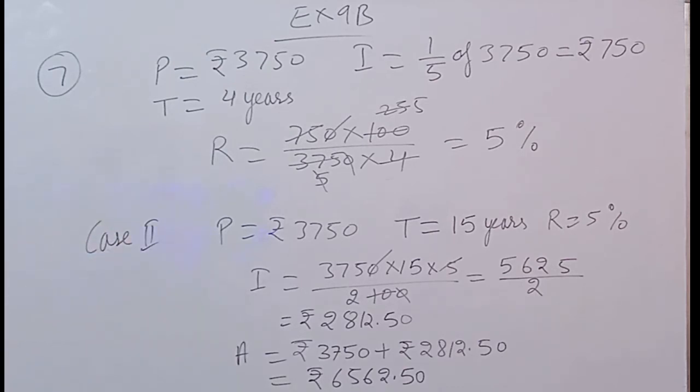Now the amount we have to find out. So the amount will be the principal plus interest, that is rupees 3750 plus rupees 2812.50. That will give you rupees 6562.50. So in that manner you can do question number 7.